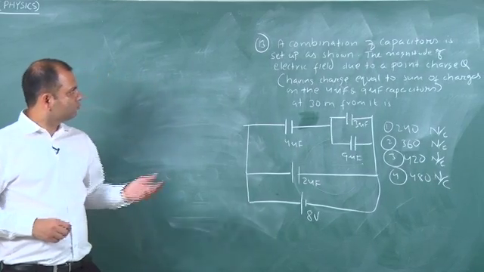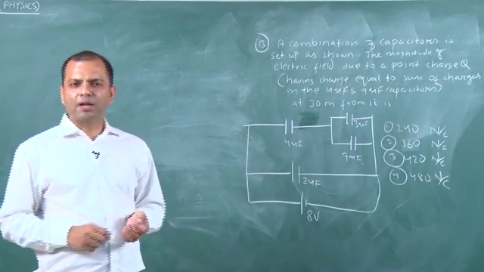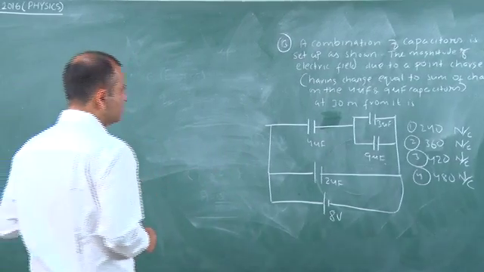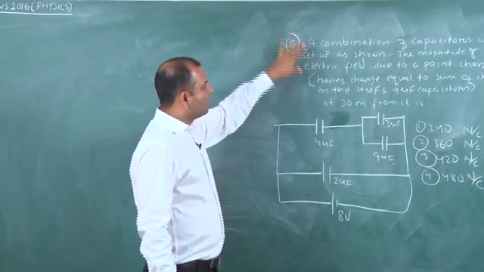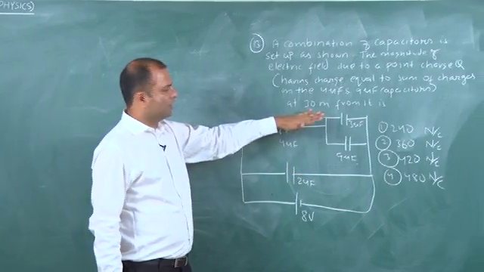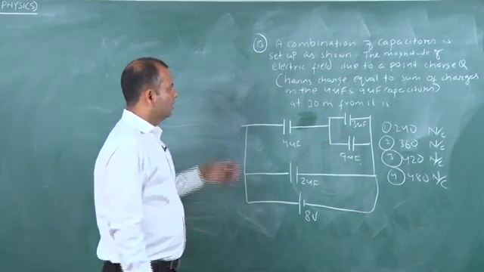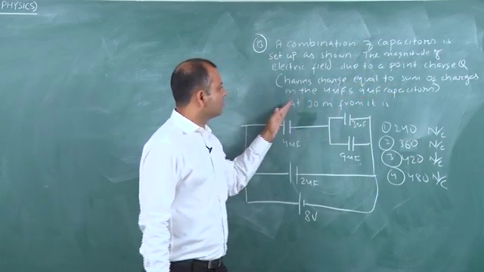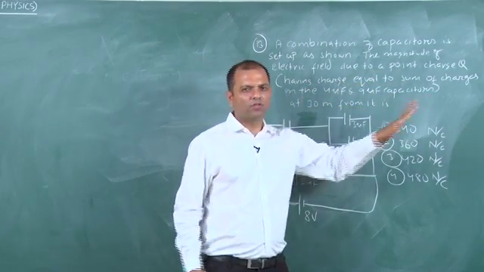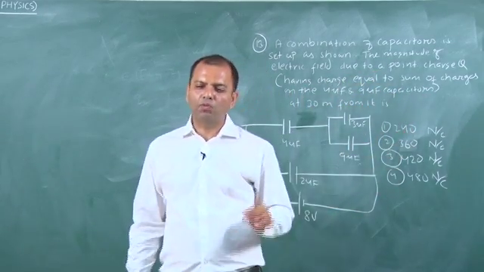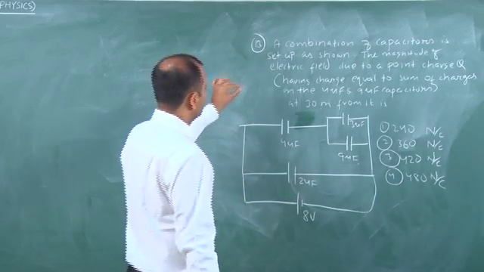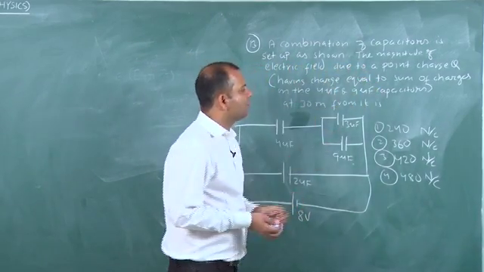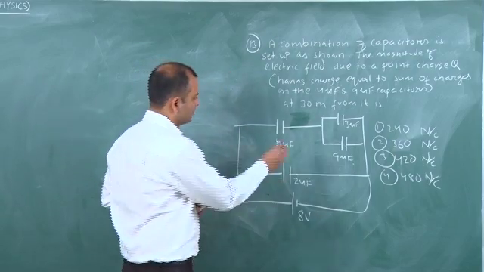Question number 13, it is essentially a question from the chapter capacitors, though obviously a little bit of concept of electrostatics is also being used. We have a combination of capacitors, it is set up as shown. The magnitude of electric field due to a charge Q at a distance of 30 meter from it is. So, the formula is simply KQ divided by r square, but what is the value of charge Q? It is having charge equal to sum of charge on the 4 mu f and the 9 mu f capacitors.